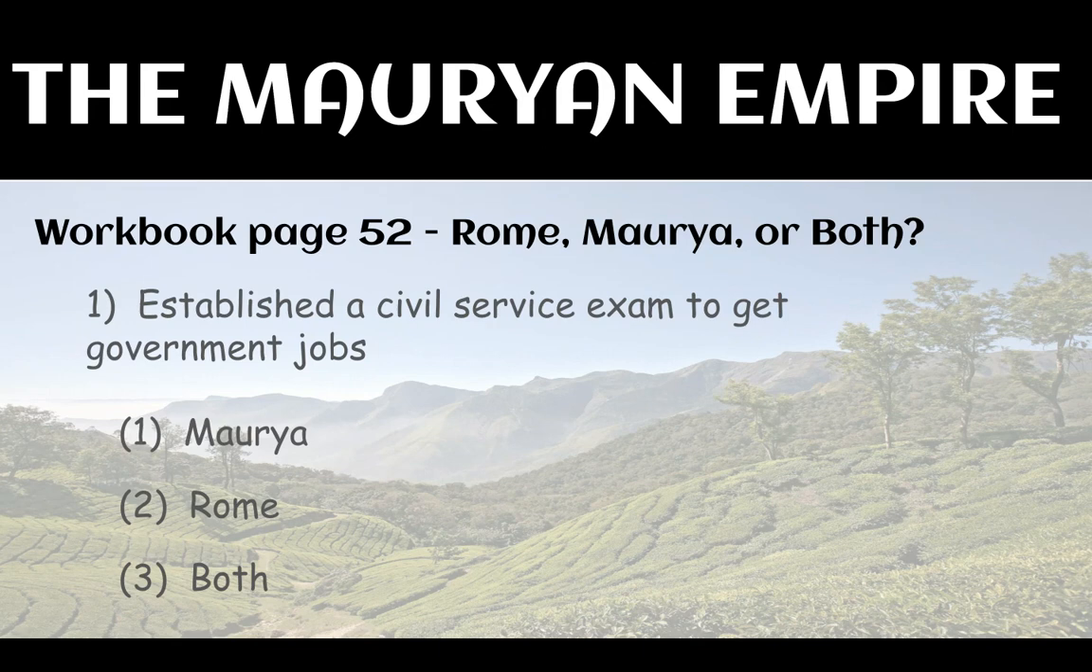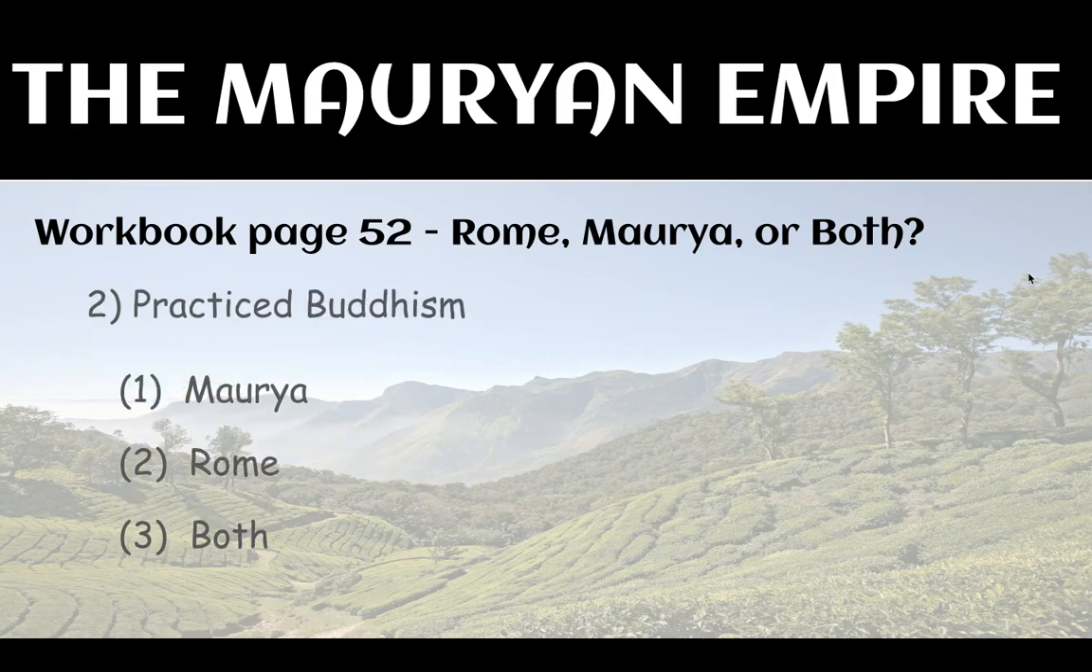All right, my friends, what did you put? Establishing a civil service exam to get government jobs. Does that describe the Mauryan Empire, the Roman Empire, or both? Oh, I hope you picked one, because that would be correct. The Romans did not have a civil service system. The jobs that you got were based on your social class. Okay, number two. Practiced Buddhism. Is that the Maurya Empire, the Roman Empire, or both? Okay, stop the video, go to your workbook, answer the question. You can copy and paste your oval so you don't have to do it again. And then just hit play and we'll review it.